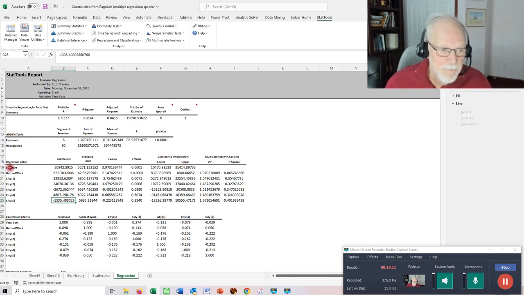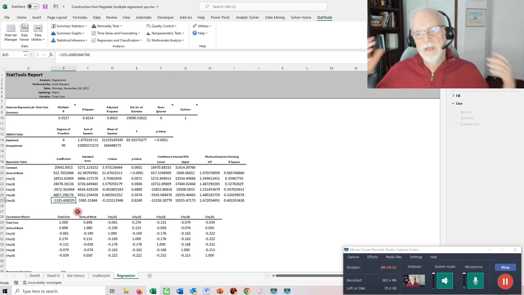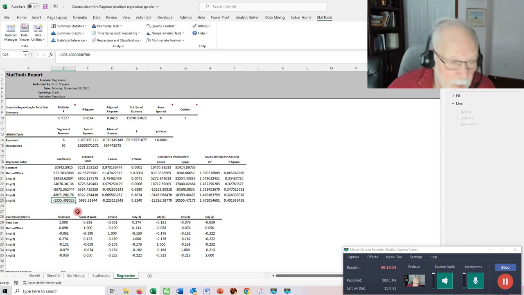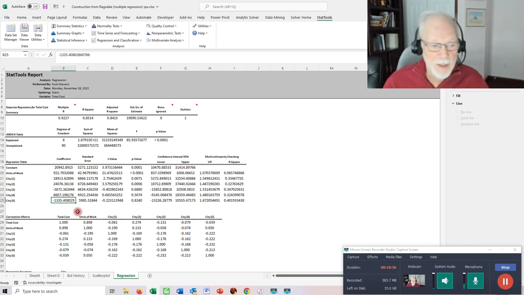It's saying this: figure out what the overall cost would be based on the units of work and constant term. If the job is in city 1, add about 19,000 to that. If instead the job is in city 2, add about 24,000 to that. If it's in city 3, subtract about 2,700. If it's in city 4, add about 4,600. If it's in city 5, subtract off about 13,000. And if it's in city 6, don't make any changes.